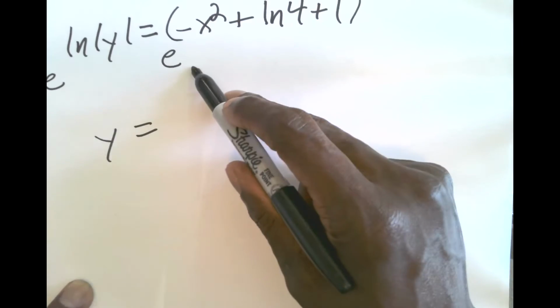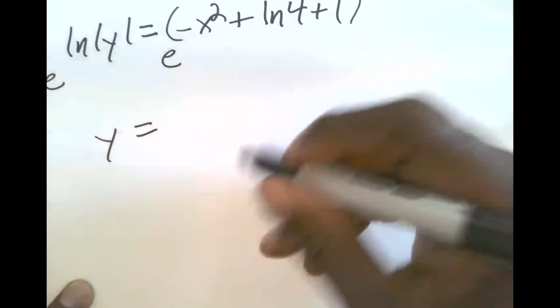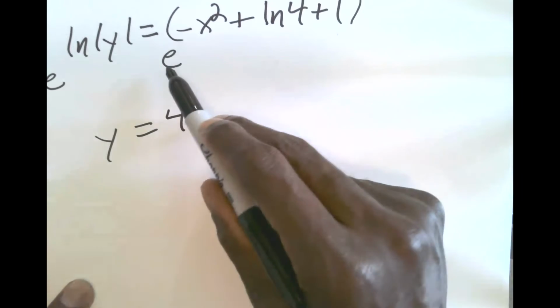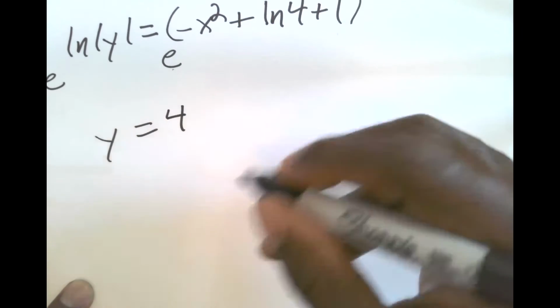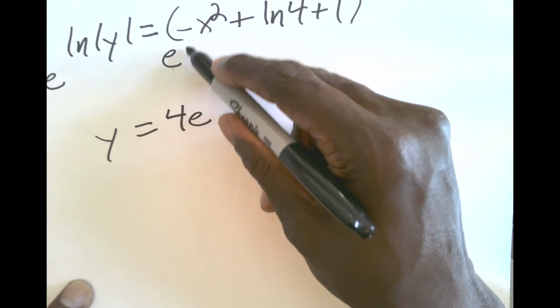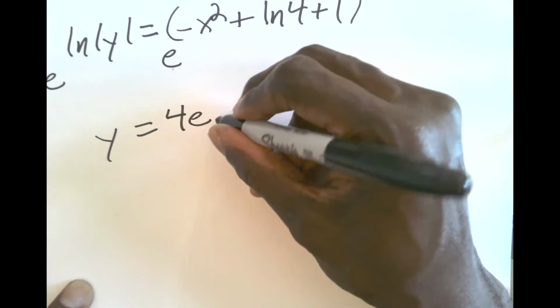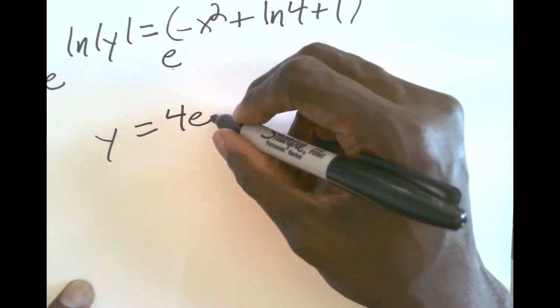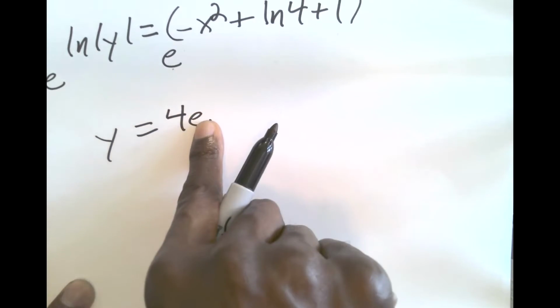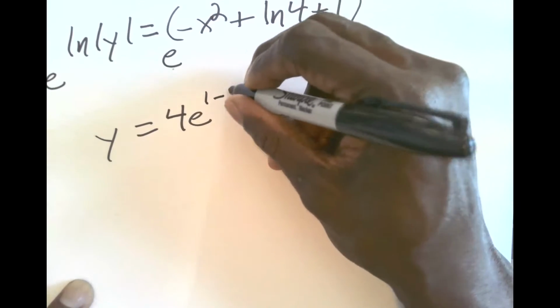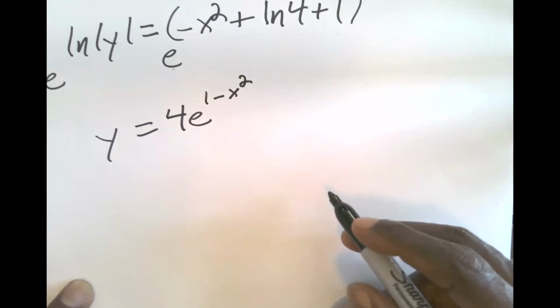I'm going to do this one first, since it's just going to be a regular number. So e to the ln 4 is just 4. So I'm going to write 4. And I'm going to do this one next because that's really just a number too. e to the power of 1 is just e. And then, of course, e to the negative x squared is e to the negative x squared. Since these two are both base e, I can leave the sum of those exponents. So we'll write this as e to the power of 1 minus x squared.